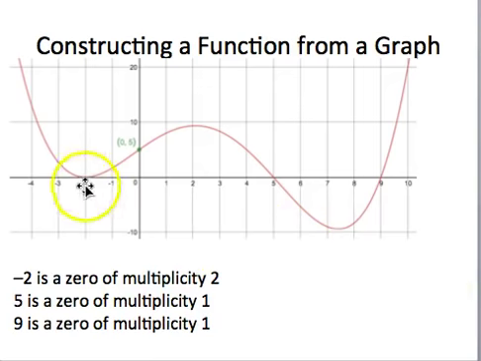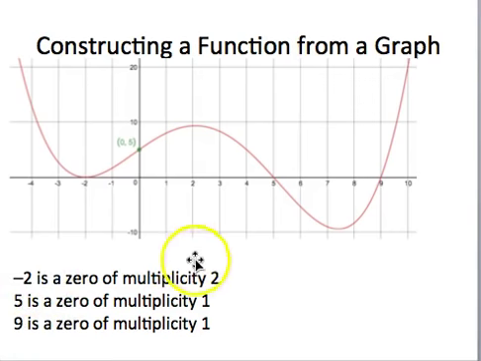So -2 has multiplicity 2 because it bounces. 5 has multiplicity 1 because it penetrates. 9 has multiplicity 1 because it penetrates. So how do I get a 0 of -2? How about x plus 2? How do I get a 0 of 5? How about x minus 5? 0 of 9, x minus 9.